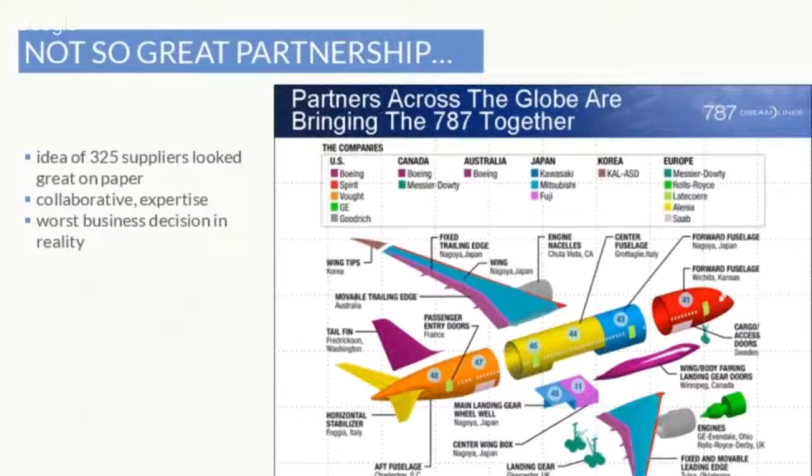So it turned out, of course, to be the worst business decision made, maybe even in the entire 21st century, right? Probably because it was made by accountants, like I said, and not by engineers, or not by the company as a whole. So it turned out at the end that all of these partners delayed the program by 3 to 4 years because there was a huge amount of rework that had to be done. Parts didn't work together, parts didn't fit.